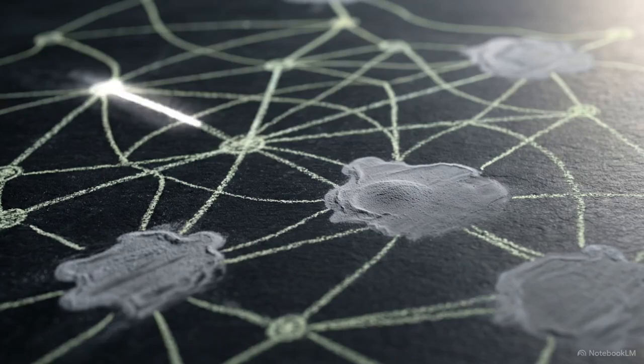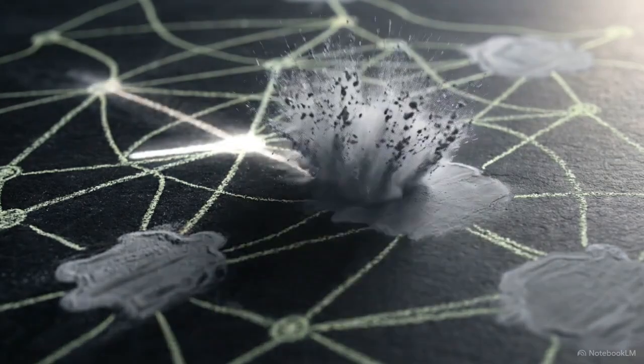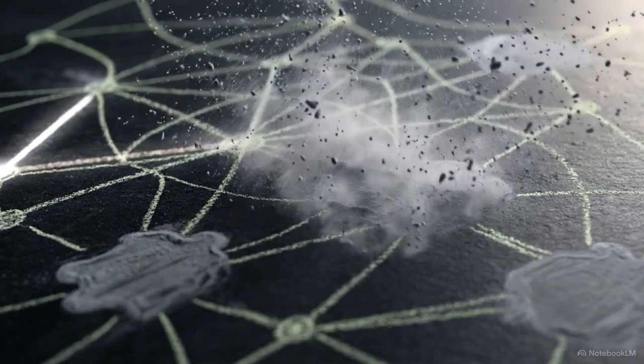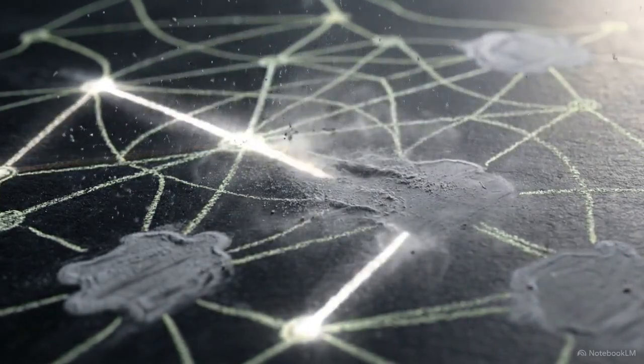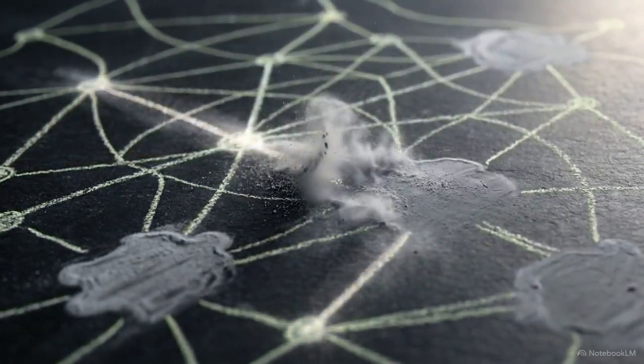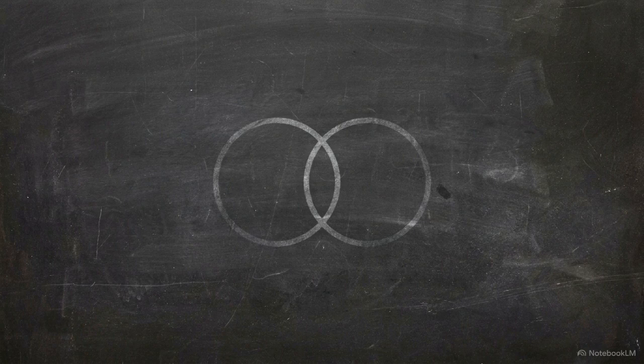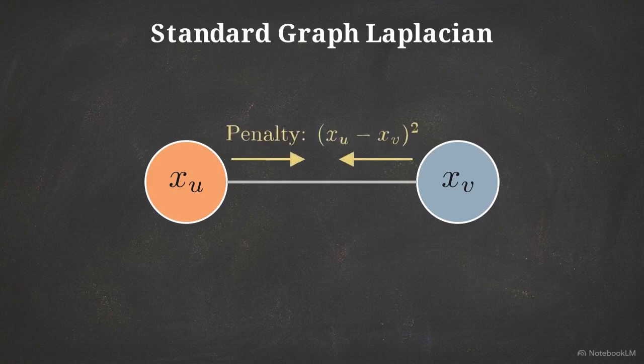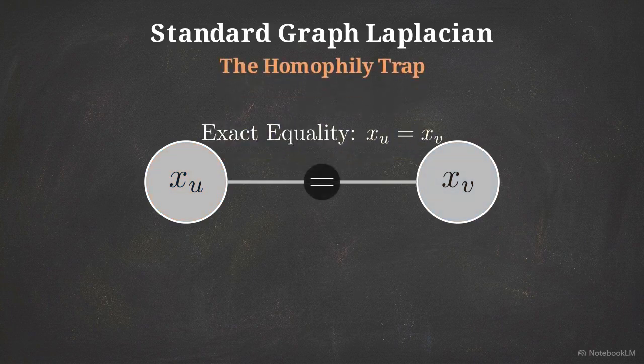Modern graph representation learning relies on a foundational operator, the Graph Laplacian. It dictates exactly how signals propagate and smooth out across a network. This operator functions on a strict rule known as the Homophily Assumption. It mathematically penalizes any variation between neighboring nodes, forcing adjacent data points toward exact scalar equality.